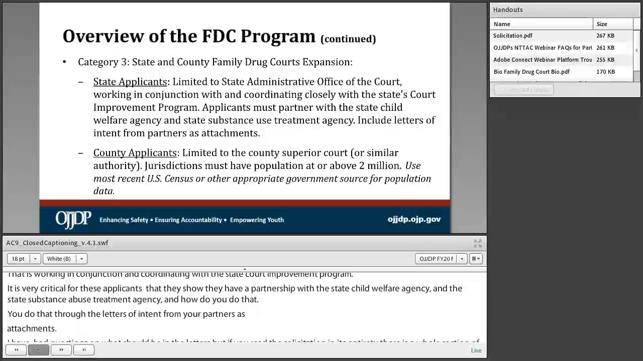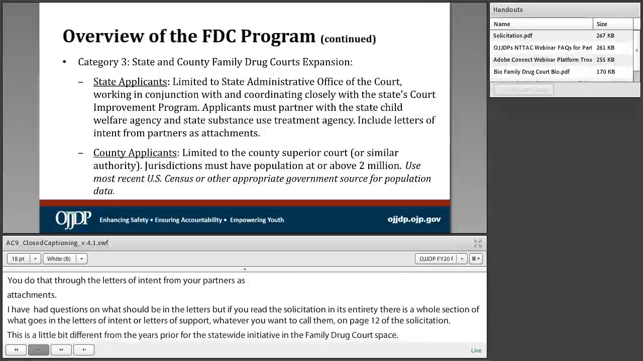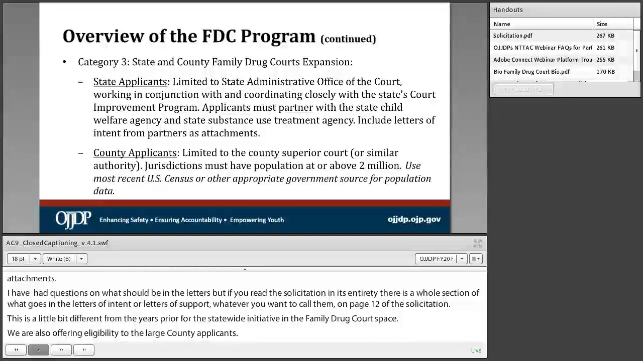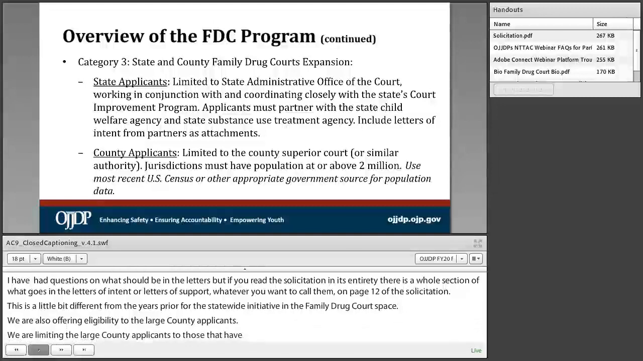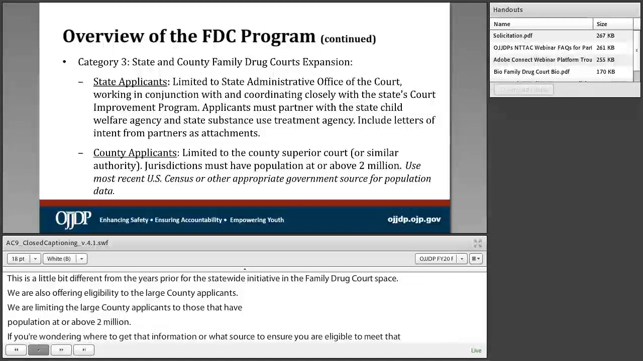We are also offering eligibility to large county applicants. And we are limiting large county applicants to those that have a population of at or above 2 million. If you're wondering where to get that information or what source to ensure that you are eligible to meet that criteria, just consult the most recent U.S. Census to ensure that you are in fact eligible and that you have the correct population data.